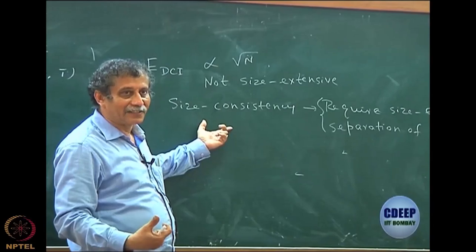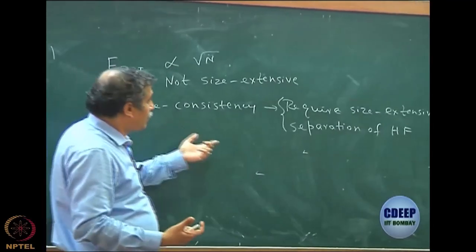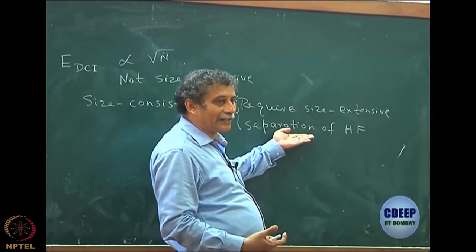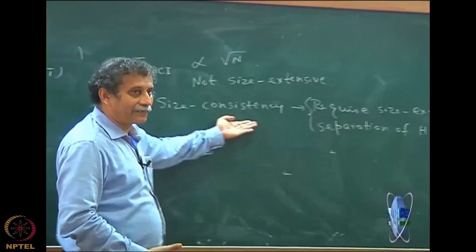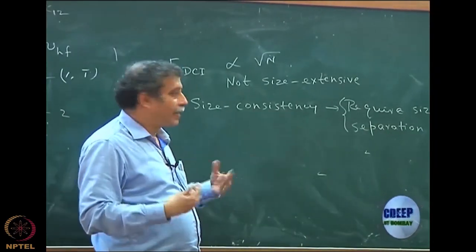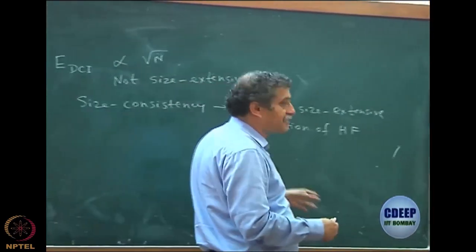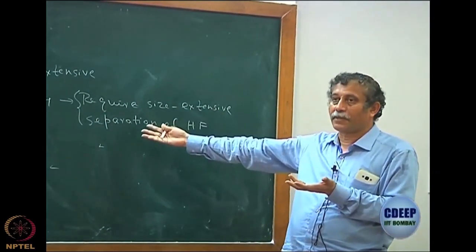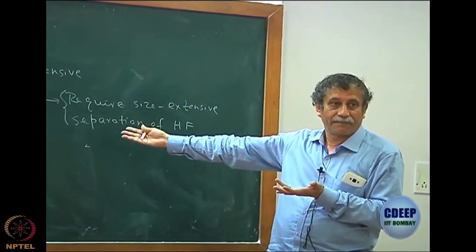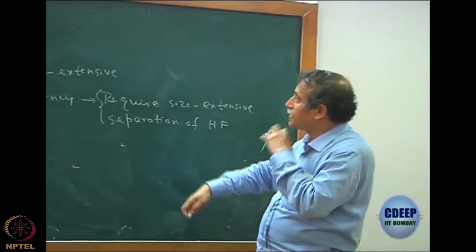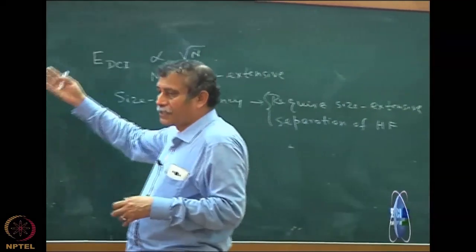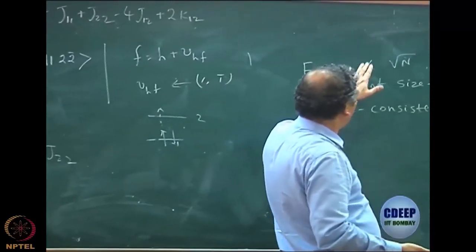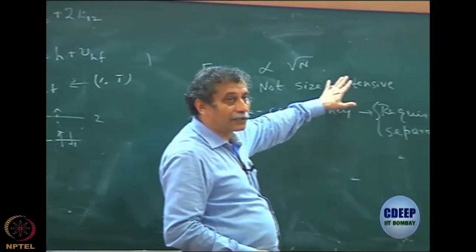So the only issue is that since this is not size extensive, hence it is not size consistent. Try to understand this. But there may be a situation where a theory is size extensive, but because the reference is not separating correctly, it is still not size consistent. So in some way, size consistency is a bigger, stricter requirement than size extensivity. Size extensivity can be defined even in the interacting regime: even when they are interacting, the energy of the system should be proportional to n. So that is size extensivity.